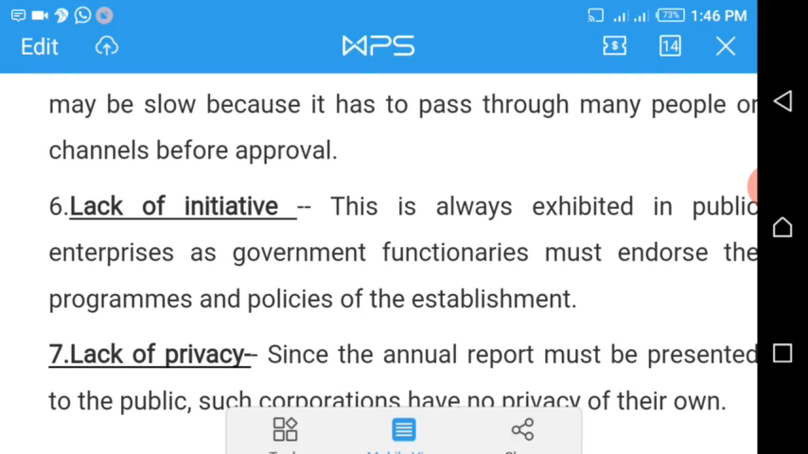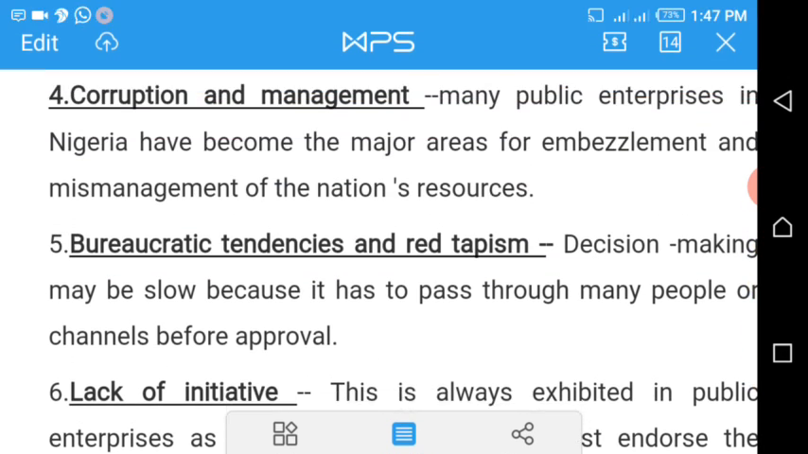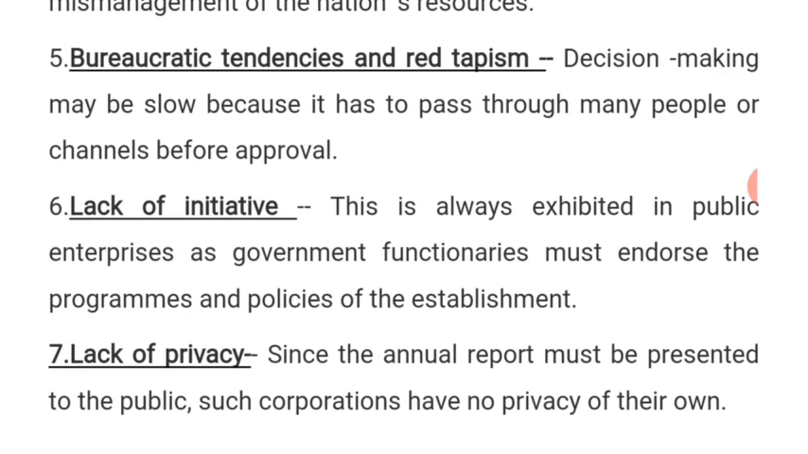Then number seven, lack of privacy. As I said earlier, at the end of every financial period, the directors will go to the House of Parliament, tendering what they have done in office. The profit they have realized, they are going to know. The amount and the expenses they have incurred, they are going to make known to the parliament. And by this, it does not give room to privacy of their business.